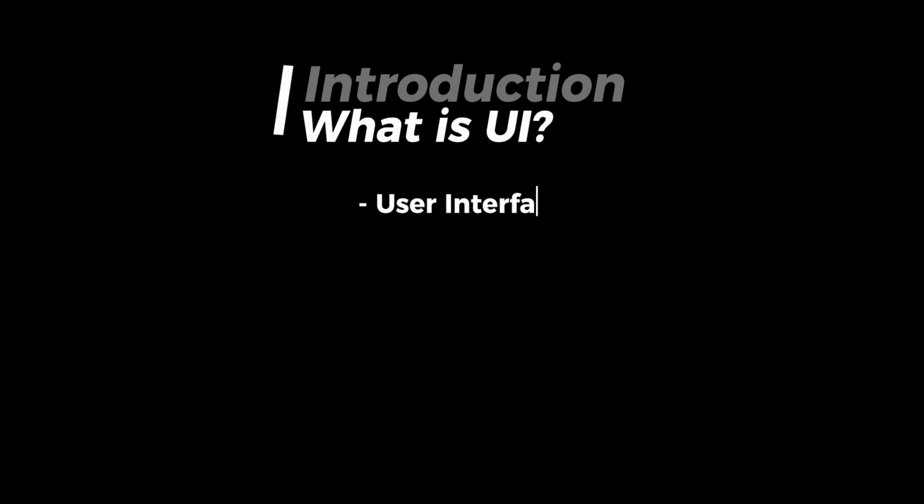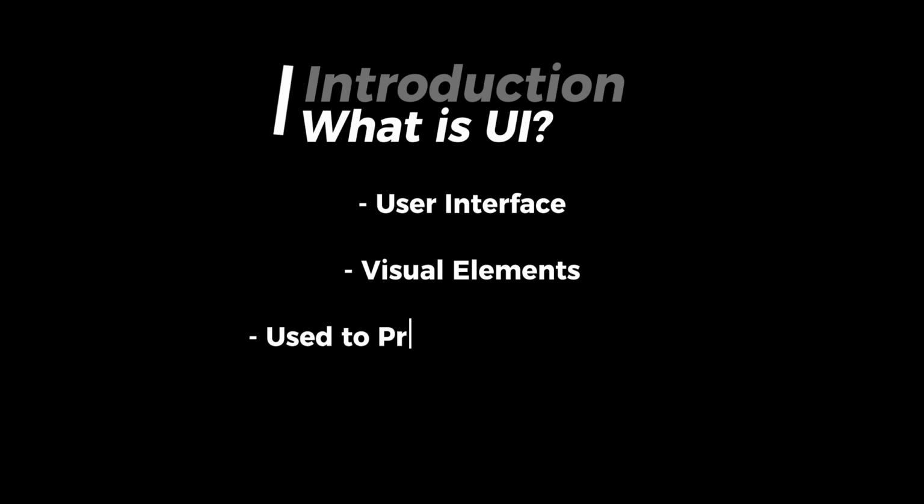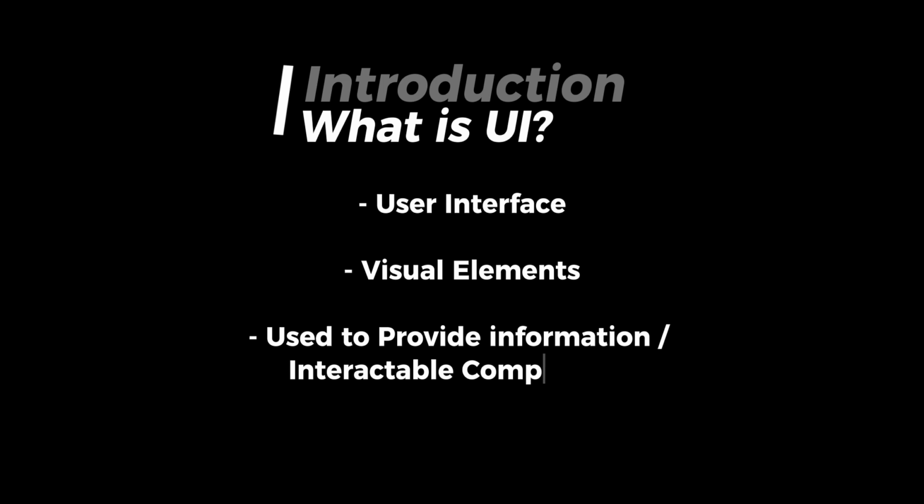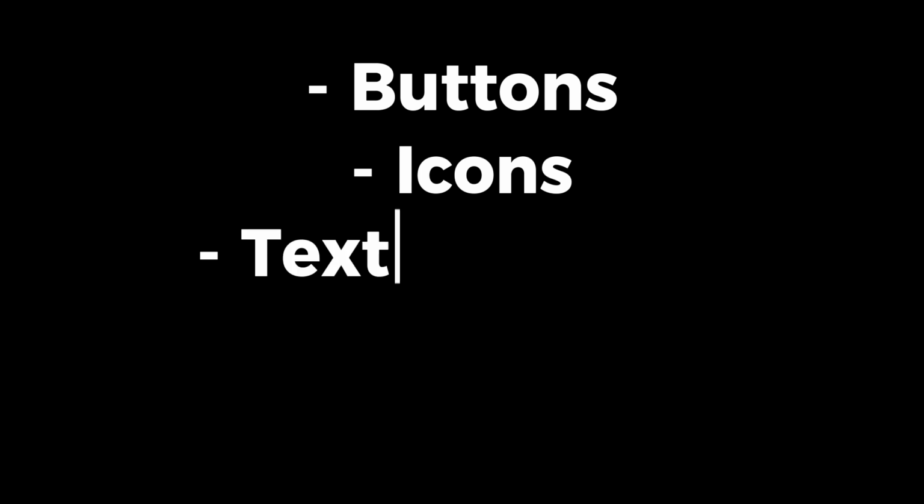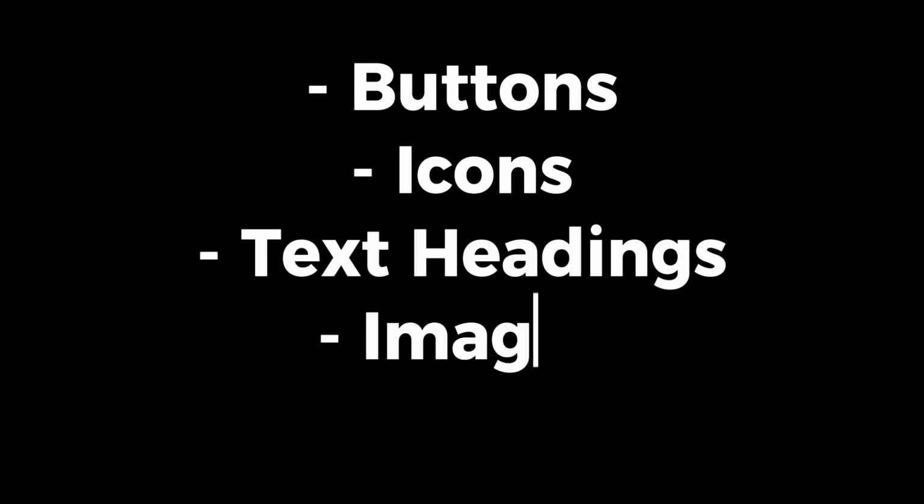UI stands for User Interface and refers to the visual elements that provide users with information or are the components that allow users to interact with the software that they are using. Some of these components would be buttons, icons, text headings, images, and many others.